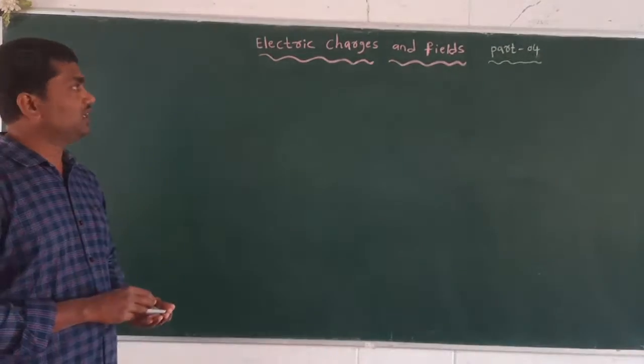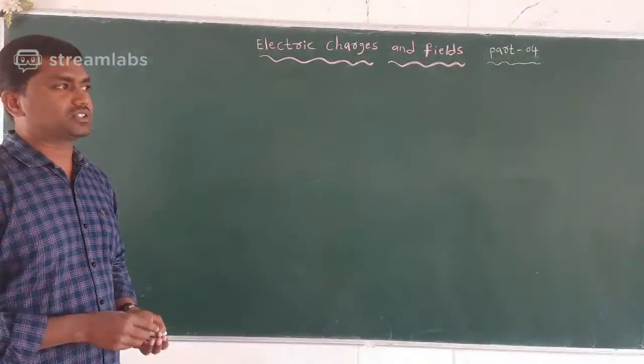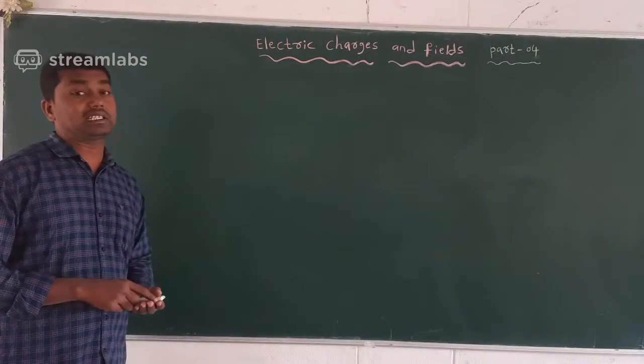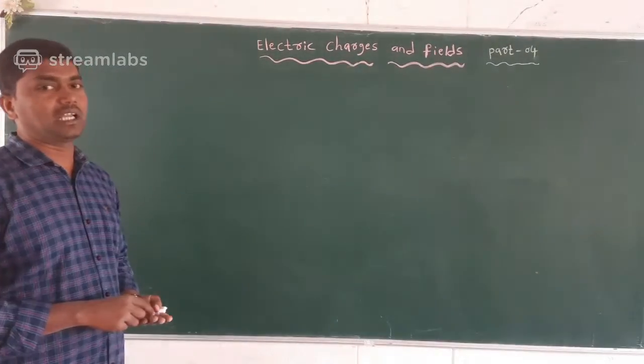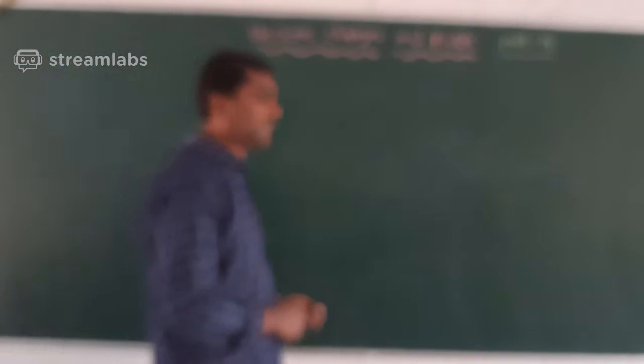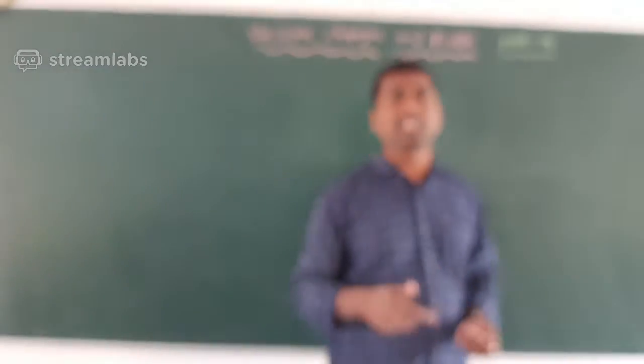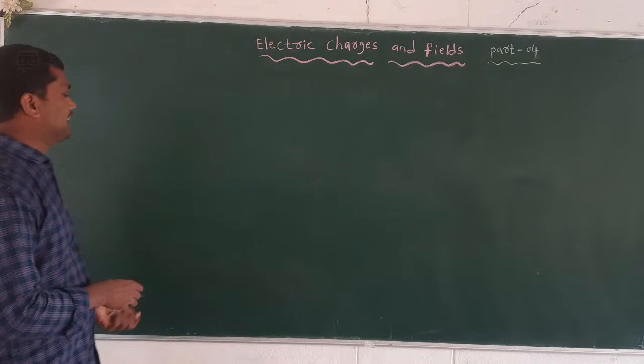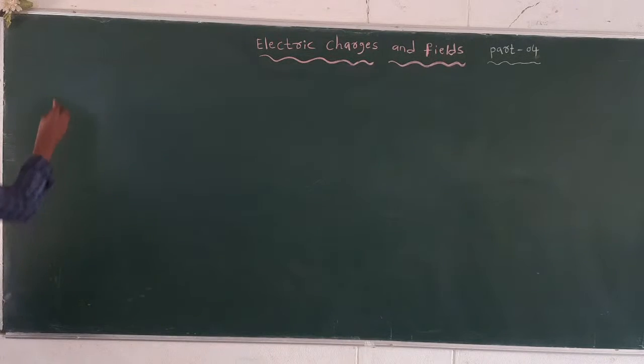So the first topic, we already know, is Coulomb's law and the electric field intensity. Next is the electric dipole, and the electric dipole placed in a uniform electric field. Then the axial line of an electric dipole and the equatorial line of an electric dipole. Today we have to learn about the electric field lines.